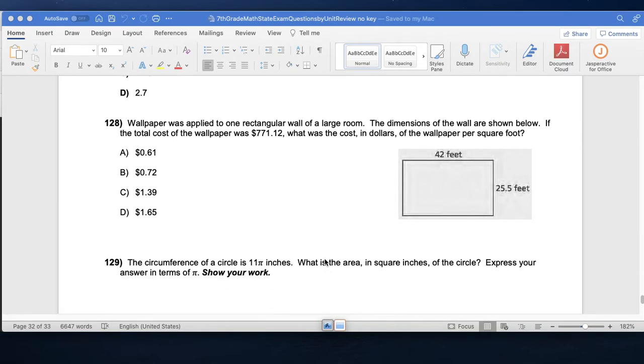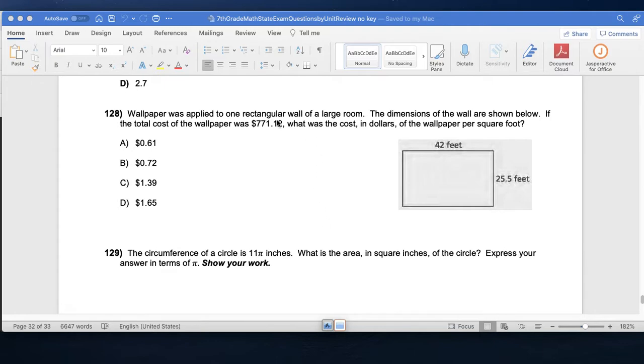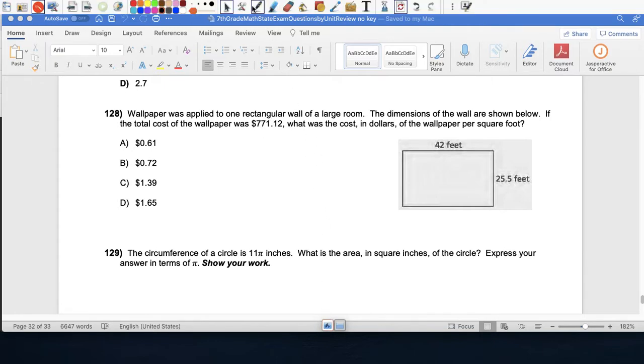128. Wallpaper. We had that question on the test. What's the cost in dollars of the wallpaper per square foot? So let's find the area of this particular wall. 42 times 25.5. The area here is 1,071 square feet.